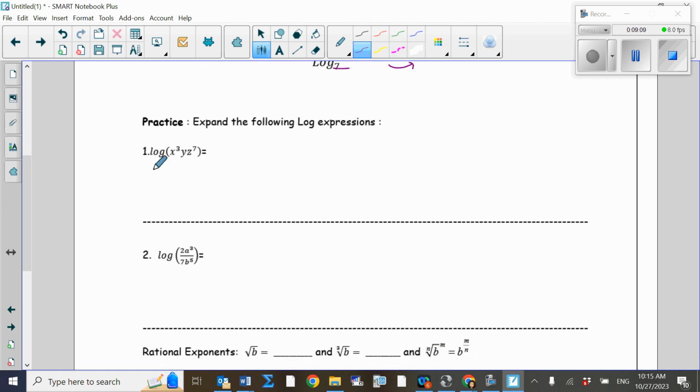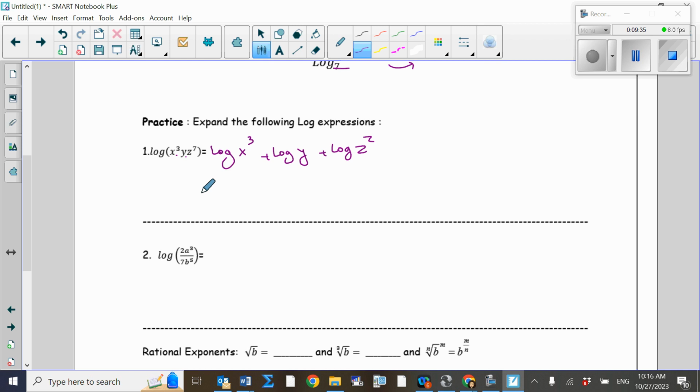This example, we have log of x to the 3 times y times z to the 7. I'm going to expand this. I write log of x to the 3 plus log of y plus log of z to the 7, because there were 3 factors that were multiplied by each other. So I can use the first law to expand to sum of logs.